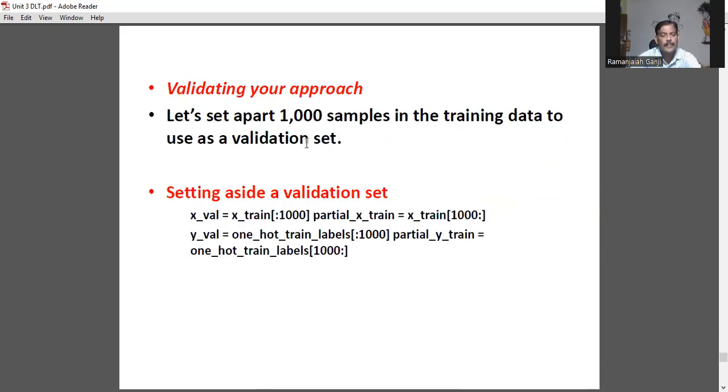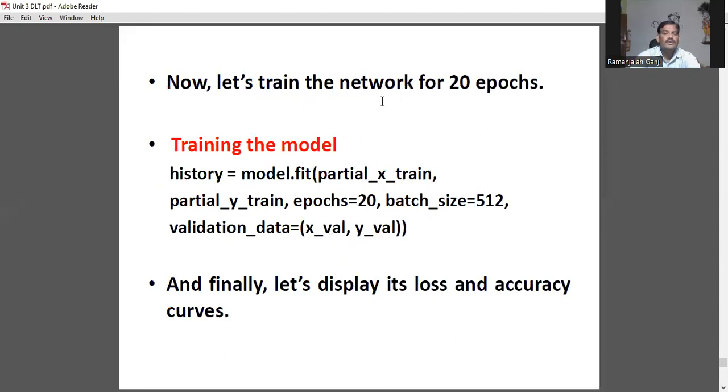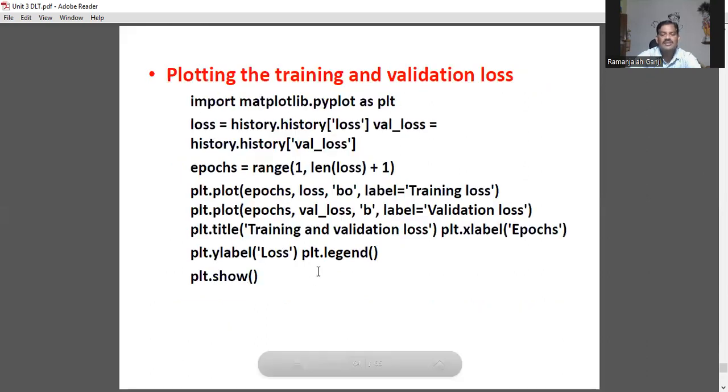Validating your approach. Let us set apart 1,000 examples in the training data to use for validation, to verify whether it is correct or not. This is called validation. 20 epochs are going to be trained: history equals model.fit, number of epochs is 20, batch size is equal to 512. Finally, display the loss and accuracy curves.